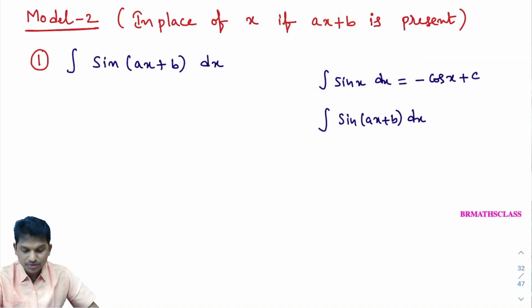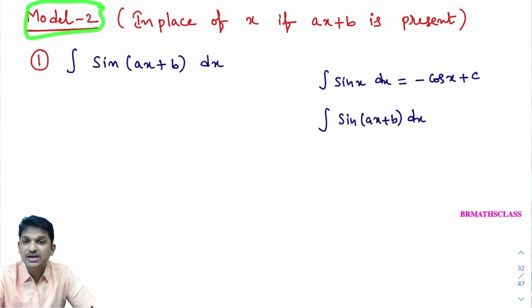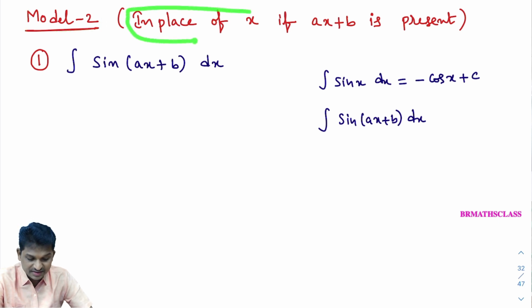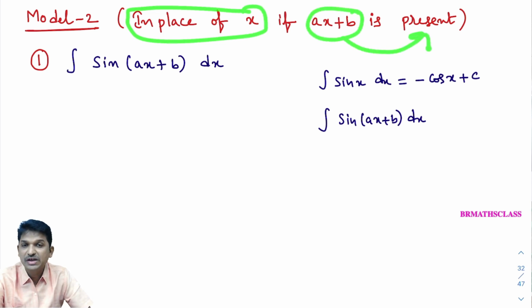Okay, you observe this question. This is model 2. Model 1 we did in the last class. In total, 37 problems we did. That is basic integration, simple integration. We learned 19 formulas in model 1. This is model 2. What is model 2? In place of x, if ax plus b is present, then how will we do it?